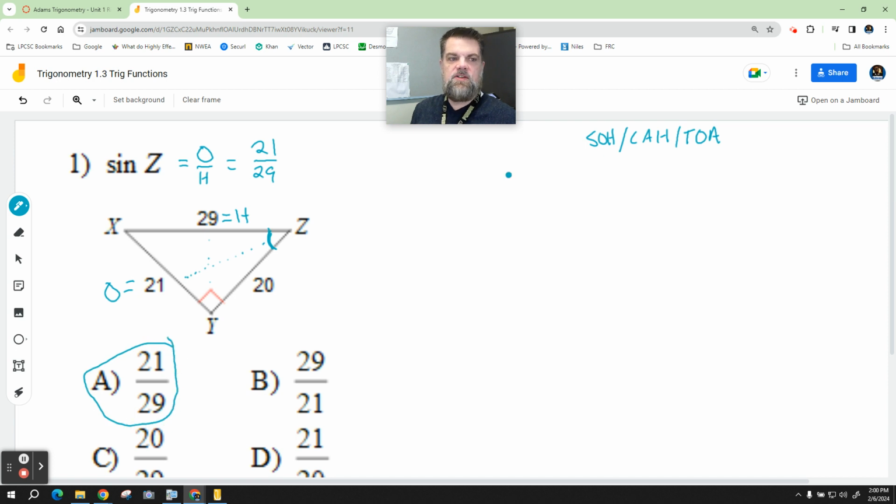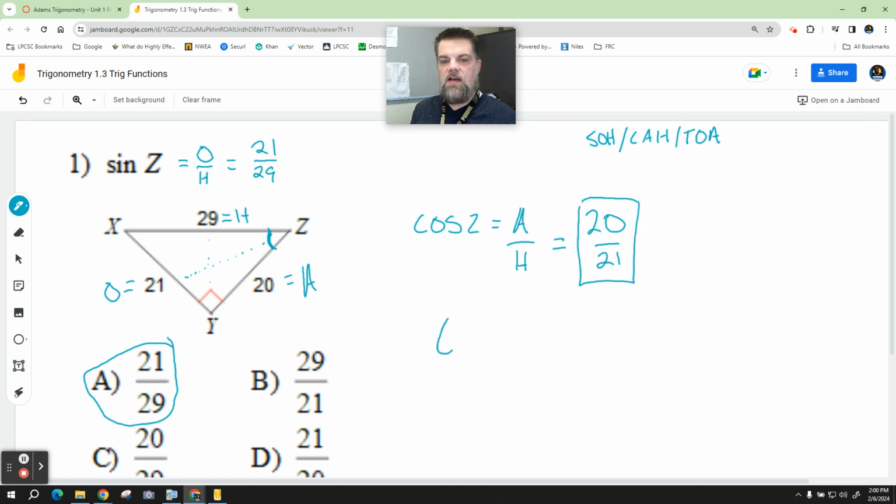I'm going to add some extra stuff here. What do you think cosine, this will help you with your test, what do you think cosine of z would be? Well, remember that cosine is the adjacent over the hypotenuse, right? This is the adjacent over here, the one that's left over. So that would be 20 over 21. Again, you can't reduce it anymore, so that would be the answer. And then lastly, toe up. Wait, it'd be 20 over 29. You're right. I was already working on tangent.